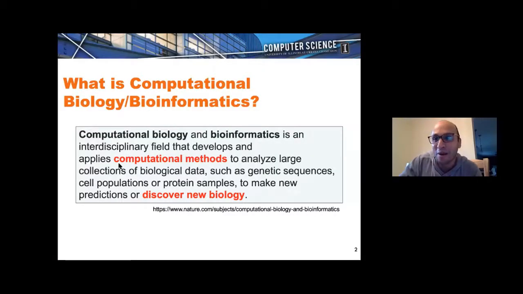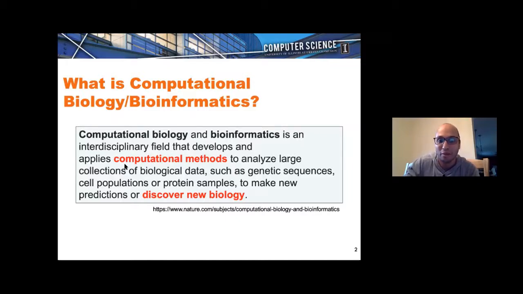Computational biology, or oftentimes you'll also see it referred to as bioinformatics, is an interdisciplinary field that develops and applies computational methods. The goal is to analyze large collections of biological data, and the ultimate goal is to make new predictions or discover new biology. This definition comes from Nature, one of the top journals in the sciences, and they have a really cool resource where you can look up definitions of fields and common concepts. So they are basically defining CompBio and bioinformatics.